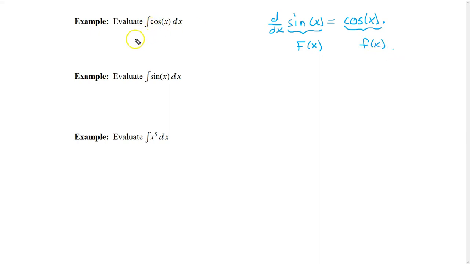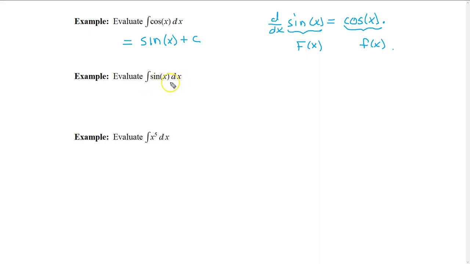So the indefinite integral of the cosine of x is then going to be just the sine of x, that's our capital F, plus c. And that's all we have to do. We just had to recognize that the derivative of sine is cosine, so the sine is our capital F, and then we just add on our arbitrary constant.